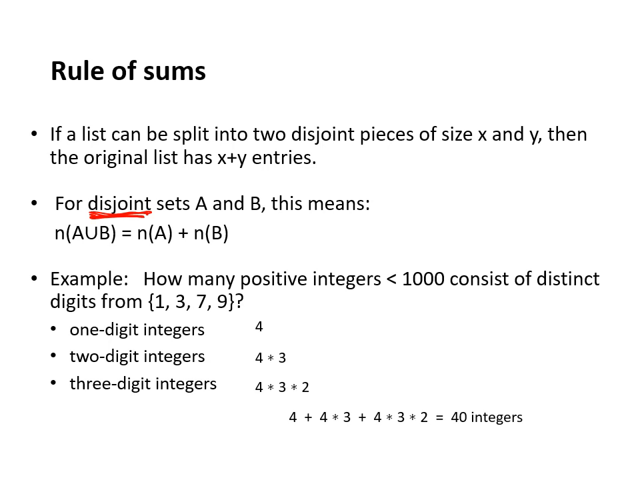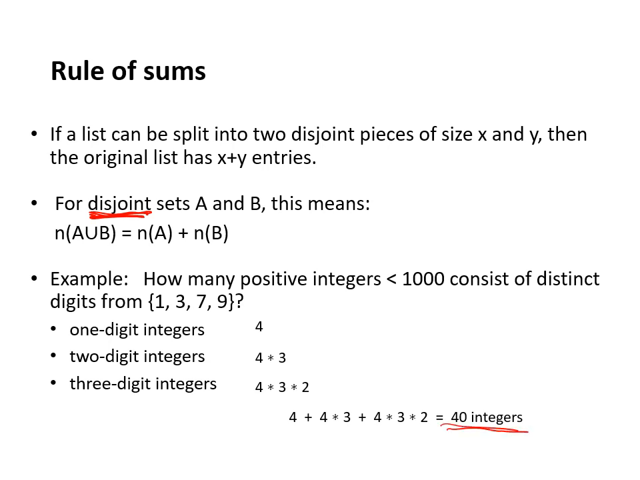So what is now the total number of positive integers that have distinct digits drawn from the set 1, 3, 7, 9? Well, we have these 3 sets here: 1-digit, 2-digit, and 3-digit integers. They're not overlapping clearly, and so the total number is their sum. And when you sum this up, you get 40 integers.